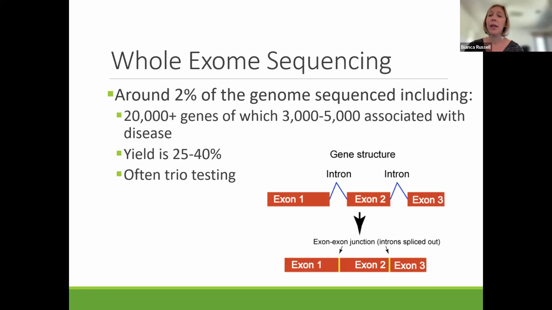So what we do in this testing is sequence what they consider to be the active parts of the genes called the exons, and the introns, which are the in-between spaces, are not looked at. For that reason, we end up with only about 2% of the genome. But much of the parts that we don't sequence, we actually don't know what to do with, and we don't have human conditions associated with them anyway. So overall, the yield for exome is about 25 to 40%, depending on the indication. And we often do this as a trio with parents as comparators for the person who's receiving the testing.